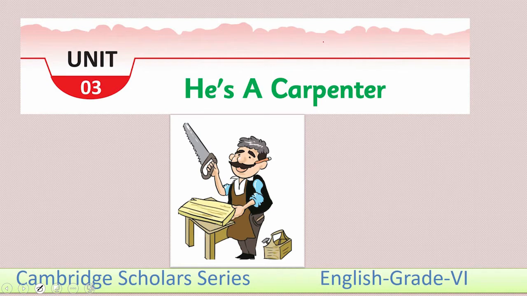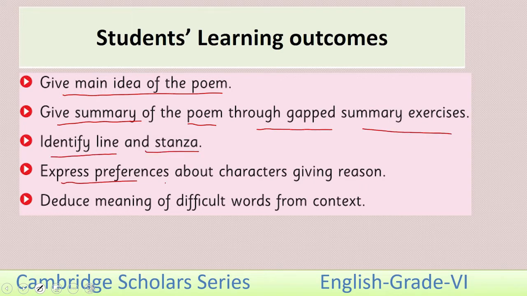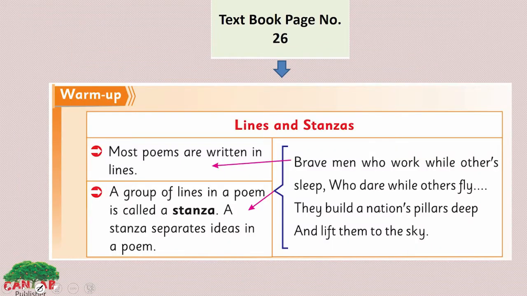He is a carpenter. SLOs of this lesson are: give main idea of the poem, give summary of the poem through summary exercises, identify line and stanza, express preferences about characters giving reason, deduce meaning of difficult words from context.